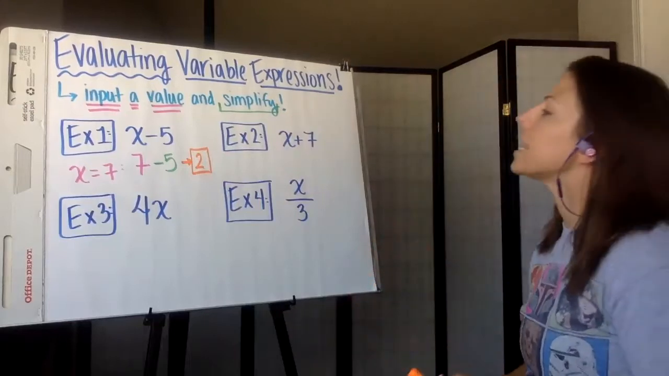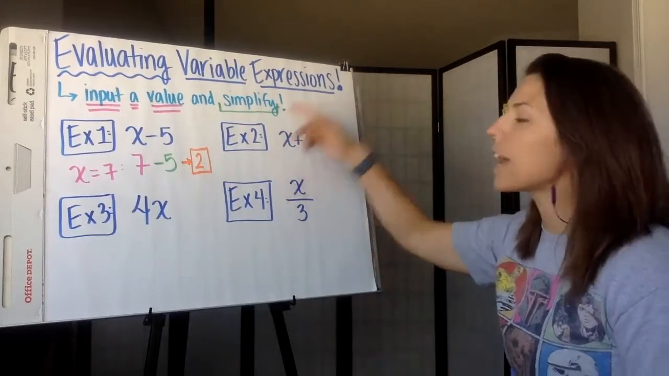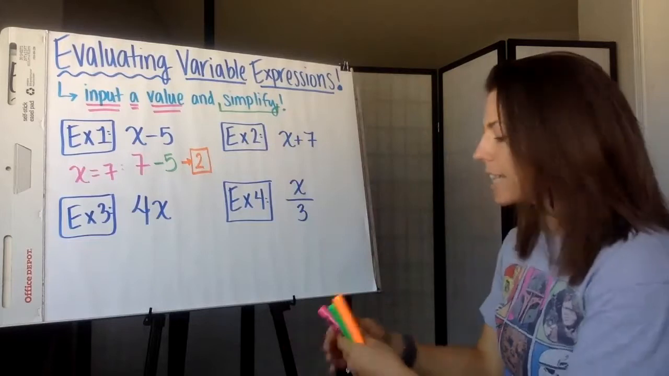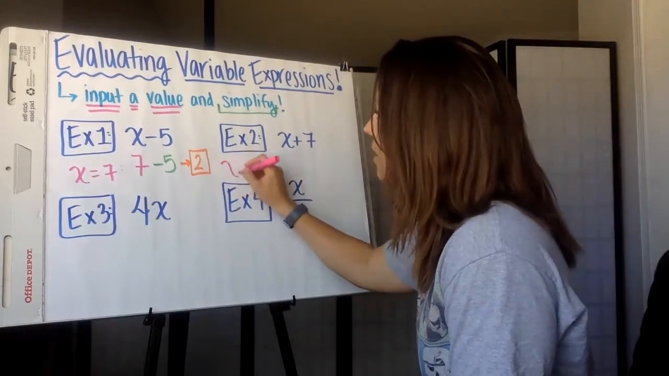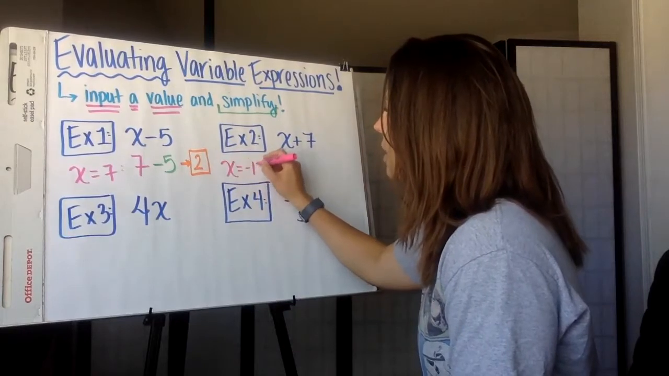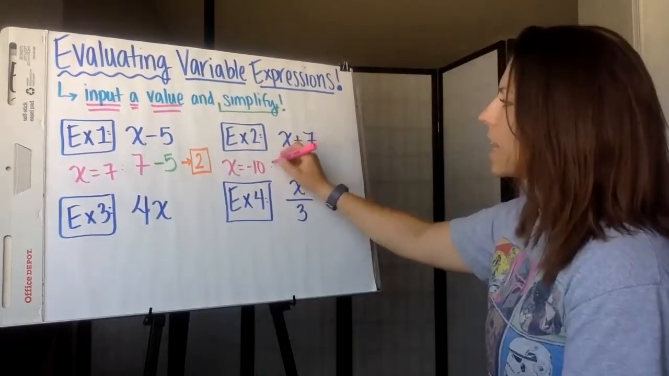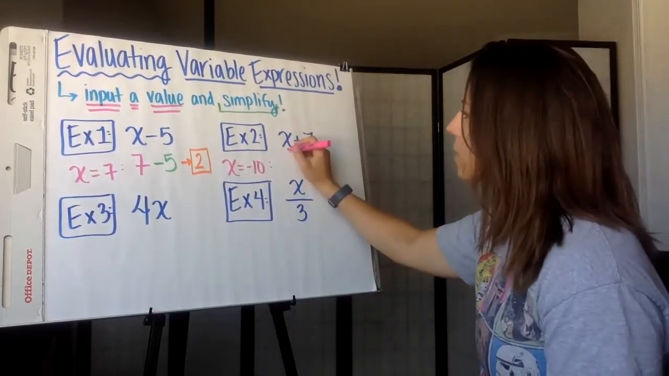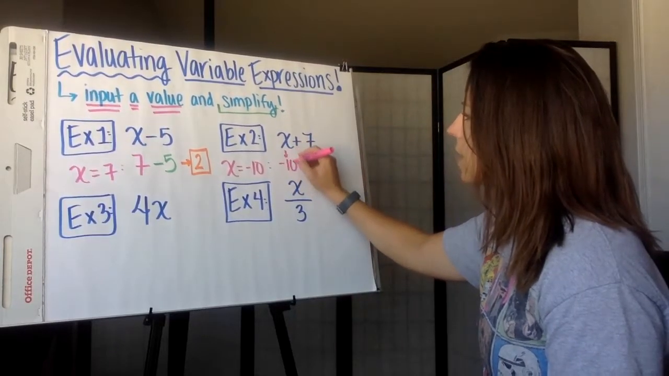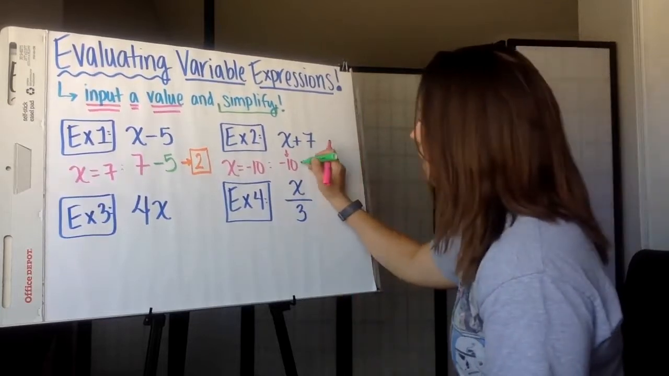Let's try number 2. Okay, so this is our sum. We're going to pick a number for x, and then we're going to add 7. Let's say, just for fun, let's pick a negative. How about -10? Let's input -10. We could have done anything. I just chose -10. So here we go. We're just going to input wherever there's an x, we're going to plug in -10 instead. Now we're going to add 7.